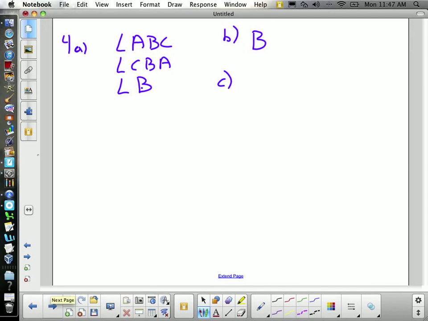Part C said, name the sides of the angle. What kind of things are the sides of an angle? Are they lines? Are they segments? Are they rays? Are they planes? Rays. So ray BC and ray BA. And again, here's where symbols are really important. Make sure you're naming them using the right symbol. If you just write BC and BA with no symbol, it's wrong. You have to use the right symbol.